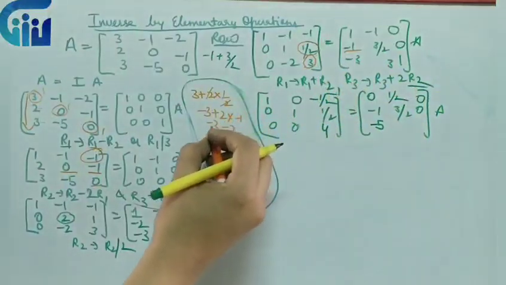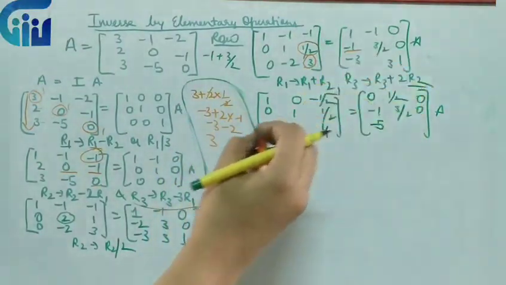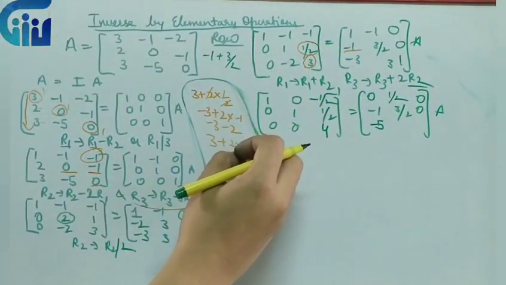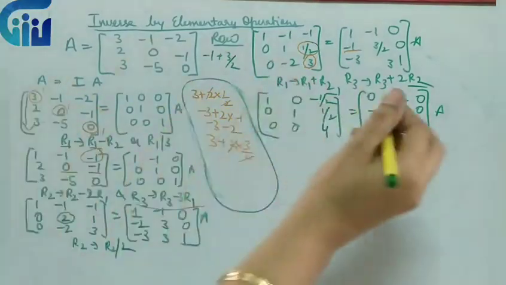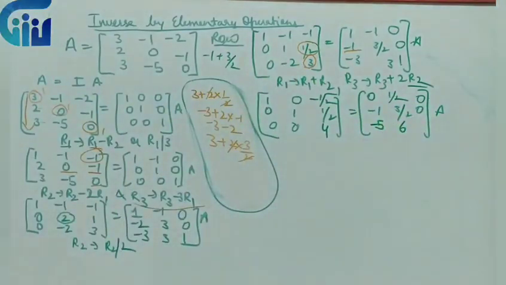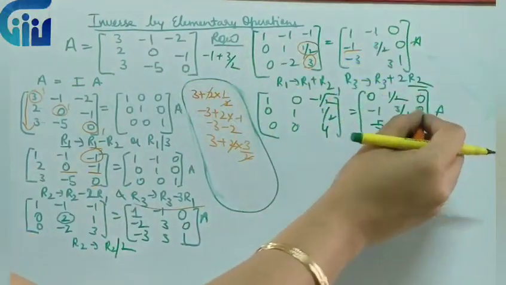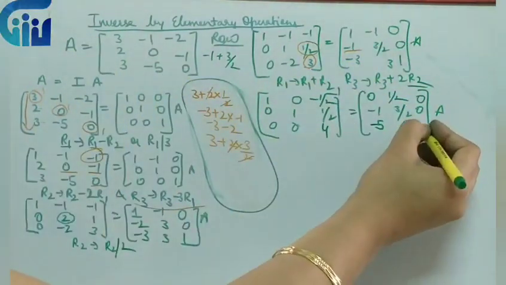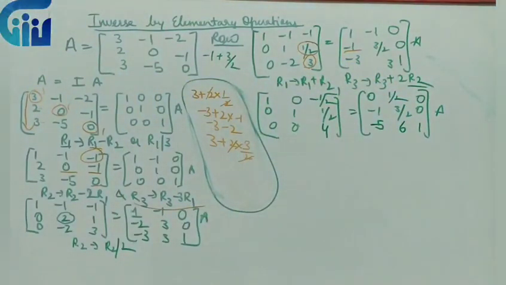Then next is 3 plus 2 times 3 by 2. So we'll cancel, 3 plus 3 is 6. So I'll write 6 over there. And then 1 plus 0 times, so it will be 1 only. Now we have almost redone 2 columns. Now let's move on to the third.